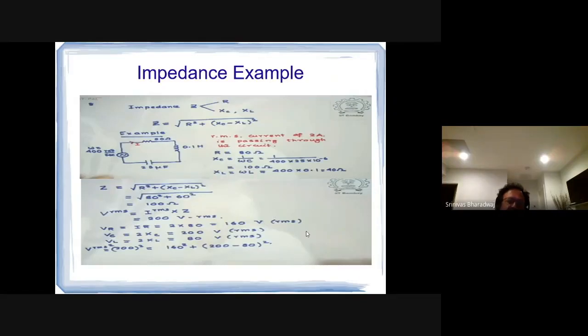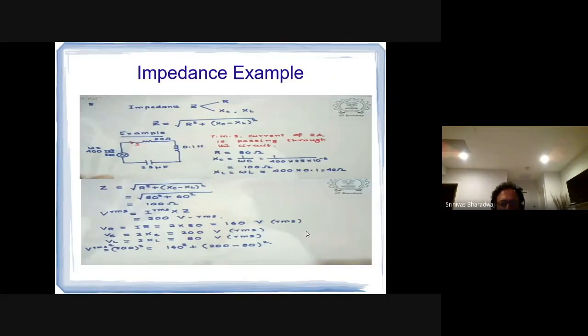So in this example, there is a current, there is a voltage V, and there is an RLC circuit in series, right, which has both an R and an XC and XL. So the Z is the square root of R square plus XC minus XL the whole square, right? Therefore, the R is 80, the XC is this, XL is that, Z is 100 ohms, the VRMS is IRMS times Z, right? And that he calculates from this.